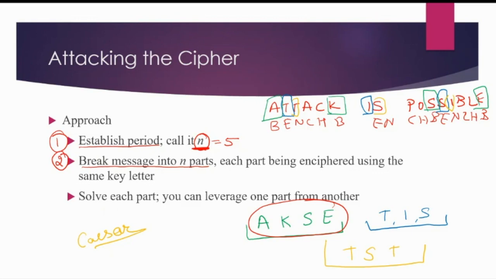So this is how we will proceed in the cryptanalysis of Vigenere cipher, right? And that is why I say that the first task is to identify the length of the key. If we have established a particular length, then the next job is to break the entire message into n parts, in the way I showed you in the example.